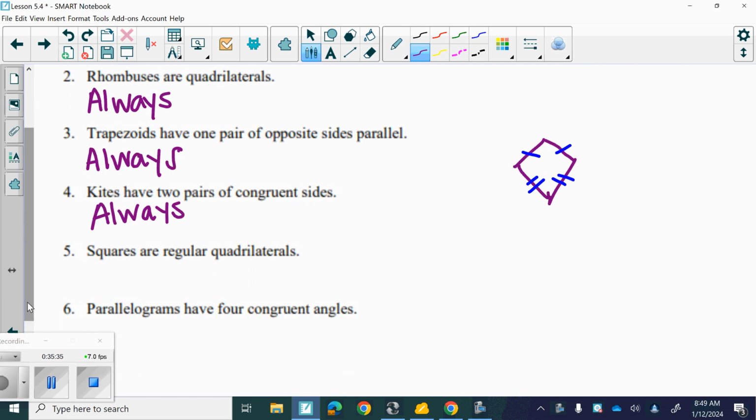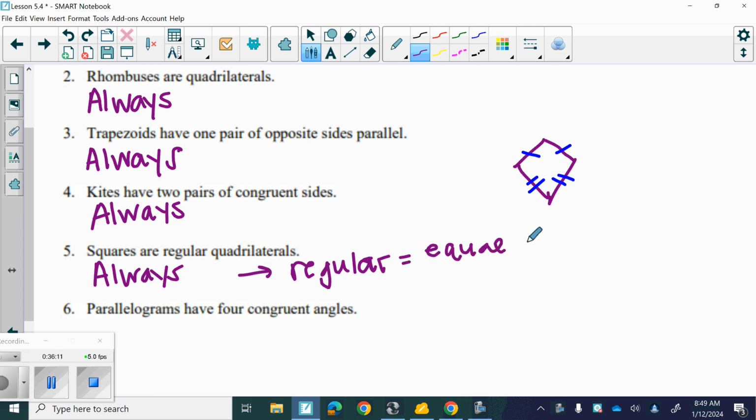All right, number five. Squares are regular quadrilaterals. Y'all remember what regular means? A regular polygon has all sides and angles equal. So it's always true. Squares have equal sides and equal angles. If you don't remember what regular means, write that down: regular, equal sides and equal angles.